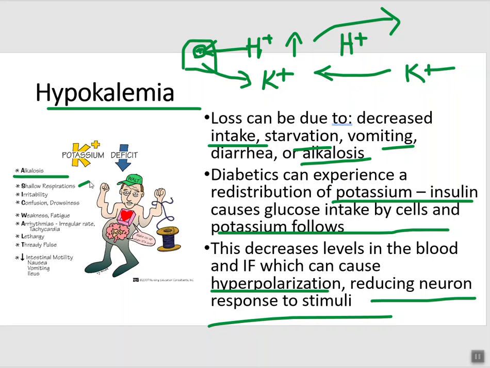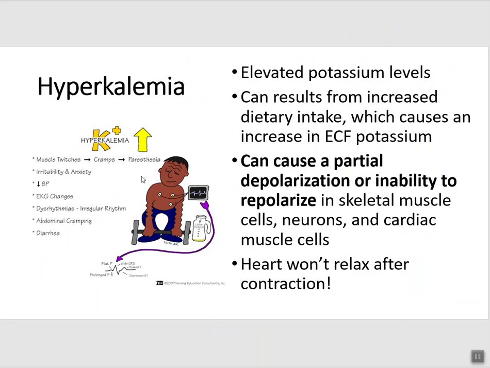Alkalosis, you're going to see shallow respirations, irritability, confusion, drowsiness. Your nervous system's not going to work right. Weakness, fatigue, muscles aren't going to do so good either, remember? Arrhythmia, irregular tachycardia, lethargy, a very thready pulse, very weak and fast. Decreased intestinal motility, you're going to have problems. Nausea, vomiting. Ileus is a paralysis of the small bowel. But constipation, nausea, vomiting, and ileus, because the smooth muscle is not going to work right.